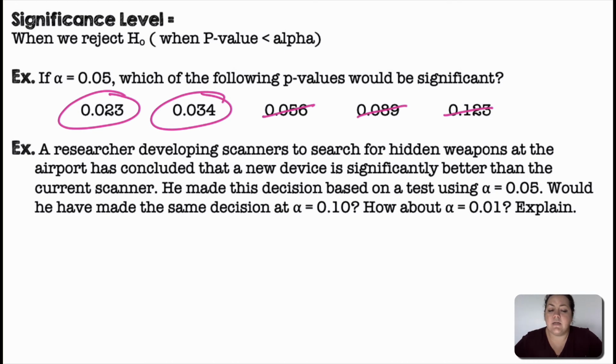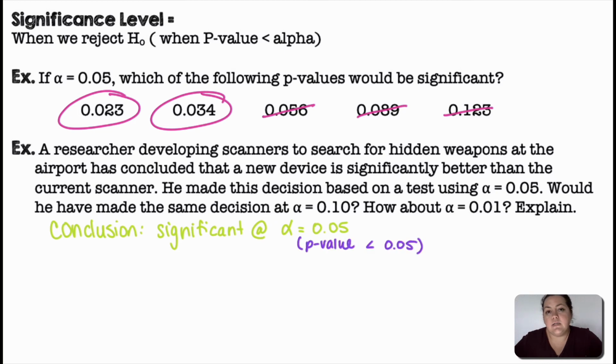Would he have made the same decision at an alpha value of 0.1? How about an alpha value of 0.01? Explain. All right, so our conclusion was that it was significant at an alpha value of 0.05, which means our p-value is some value less than 0.05.